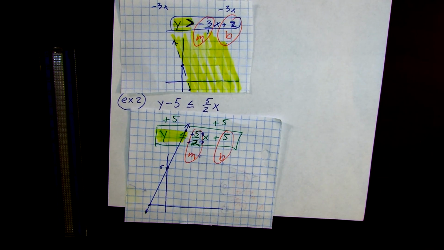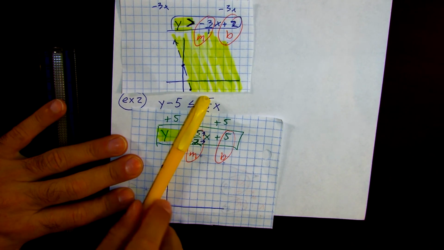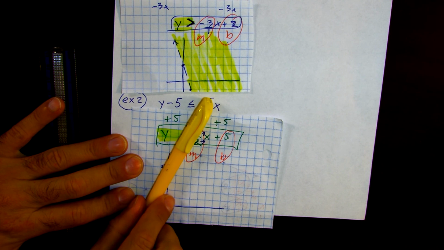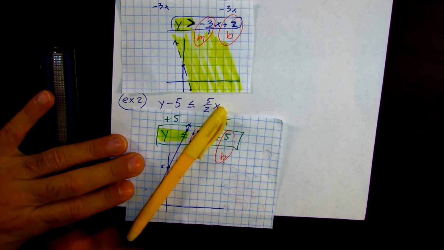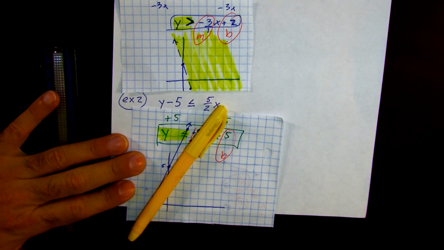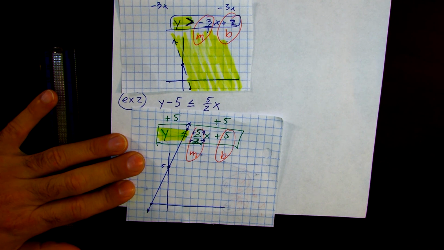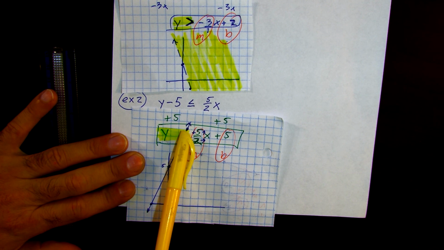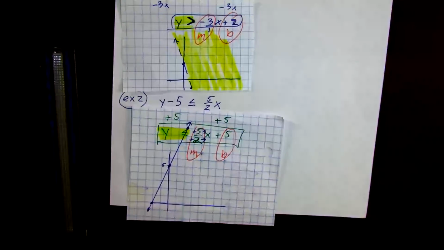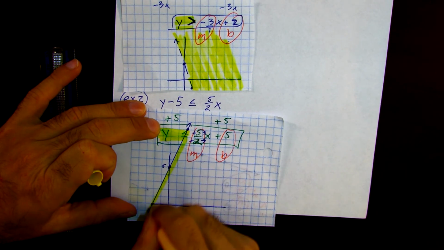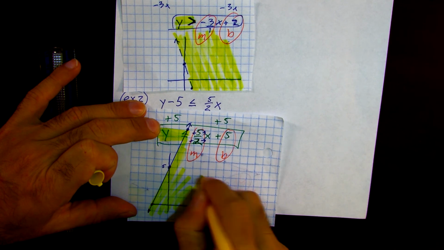Look at this. Y is less than or equal to. So here's my line. If the Y values that I'm interested in are less than the line, am I going to shade above or below? Y is less than or equal to. So I'm going to shade below.